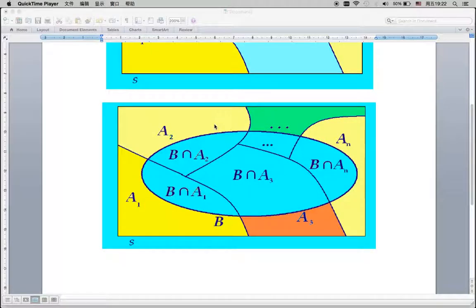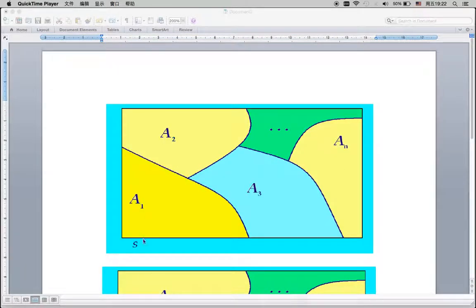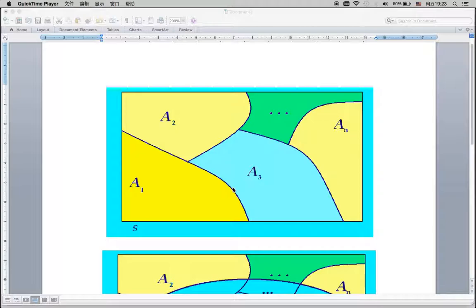Hi, today I'm going to talk about the law of total probability and the Bayes theorem. So let's say we have a set S here, and then we can see that there are events A_i. The union of the A_i will be the entire set S, but the intersection of any two events will be an empty set. So we call the events A_i exhaustive.